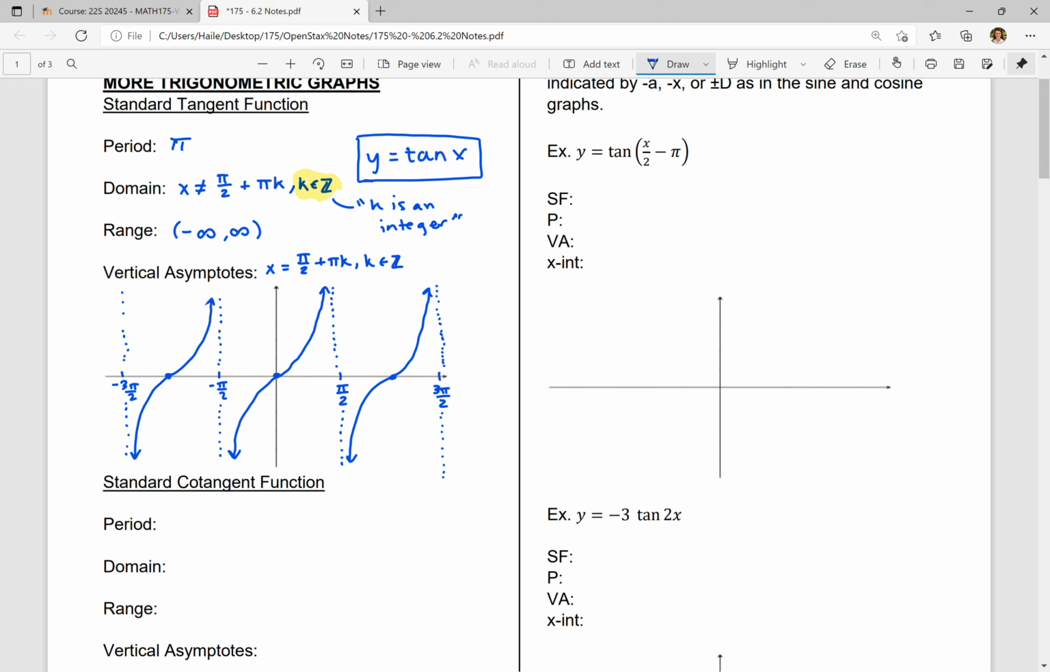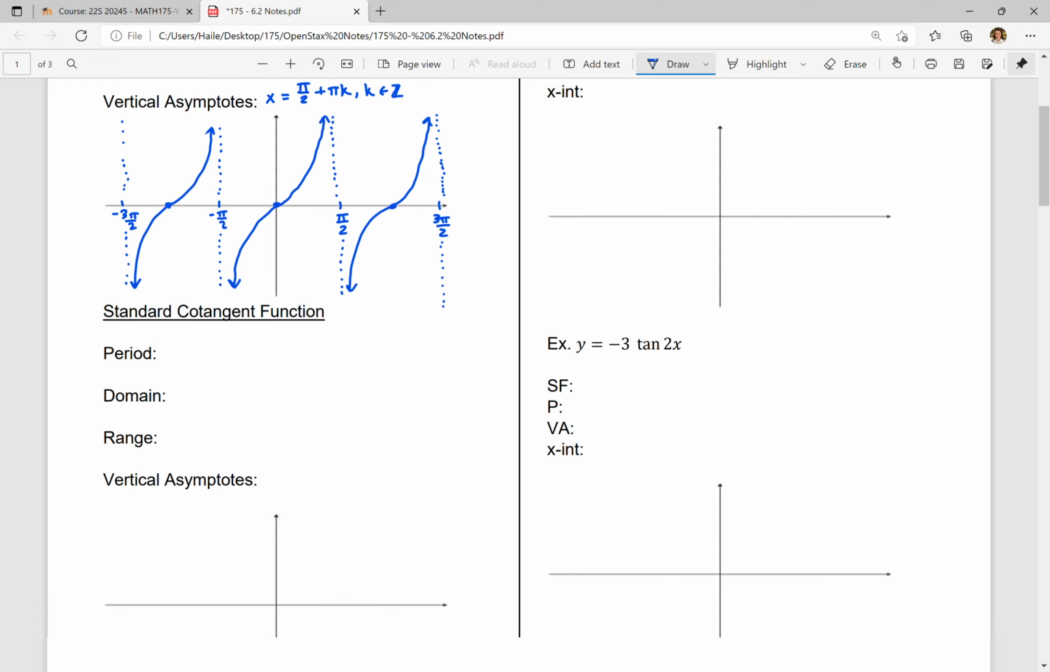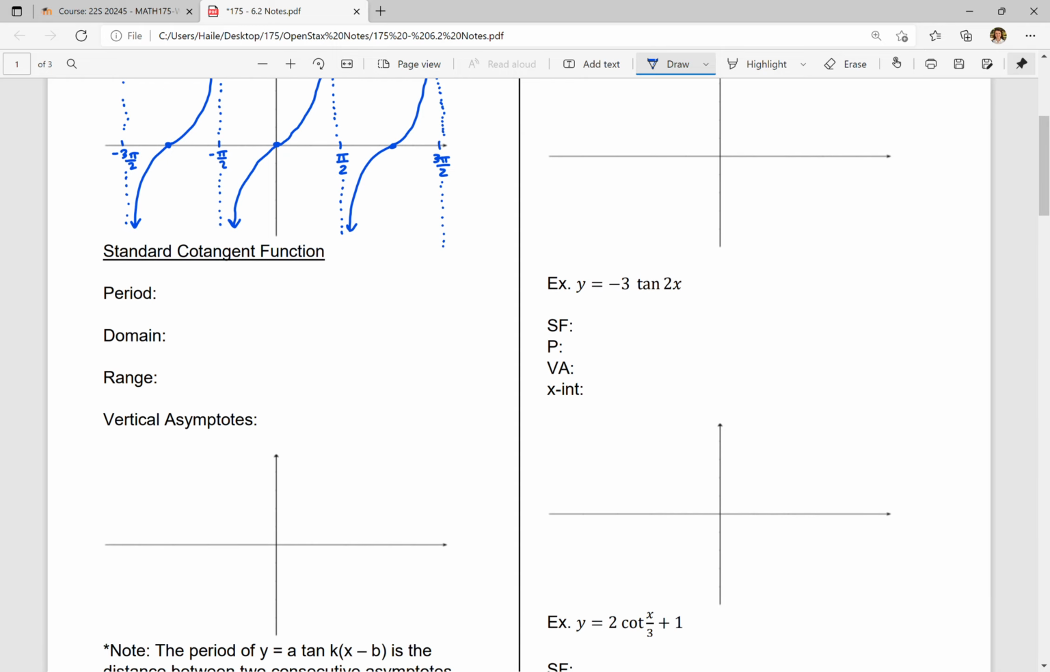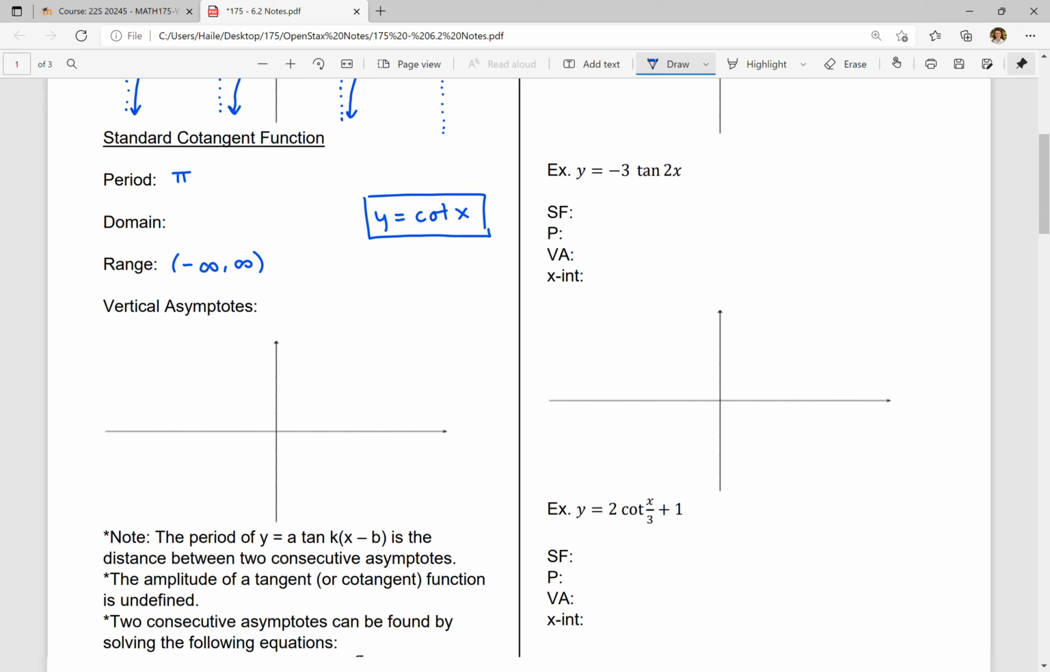Now let's talk about cotangent. Cotangent we write as y is equal to cotangent of x. And just like tangent, it has a period of pi. The domain's a little different. We'll get to that in a second. The range is still all real numbers. And we'll talk about the vertical asymptotes in a second as well.